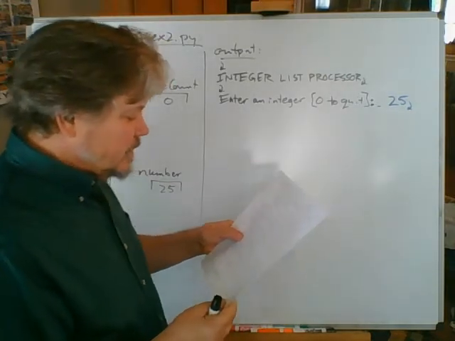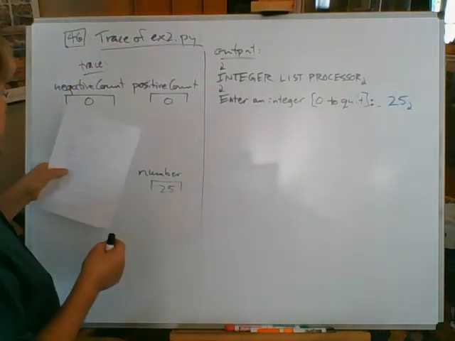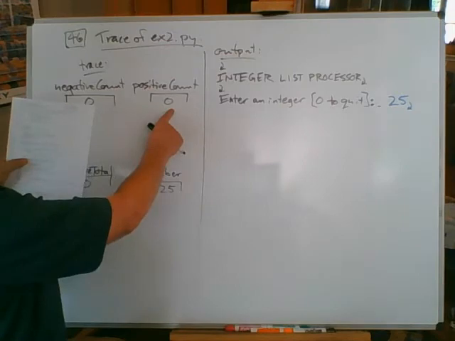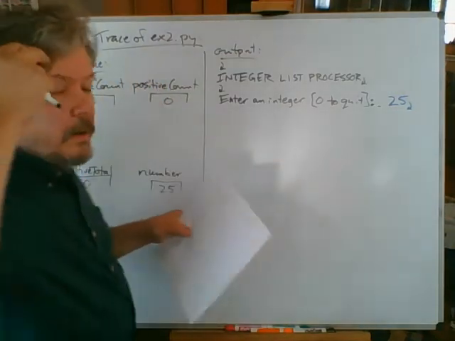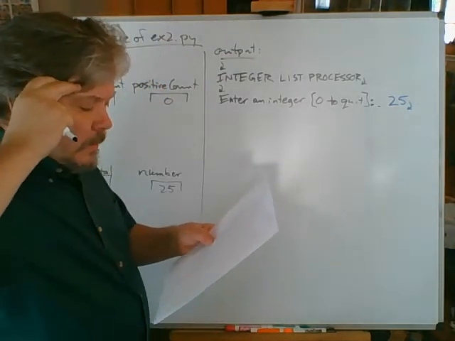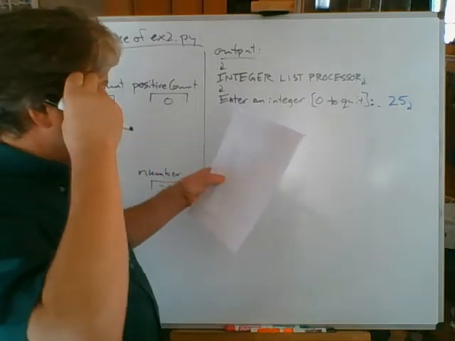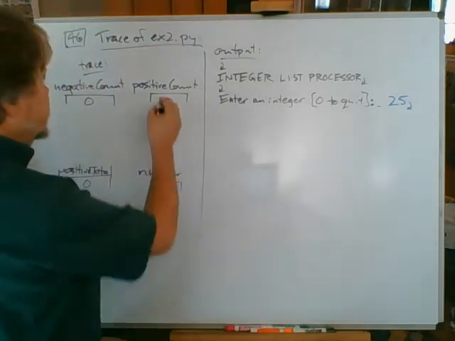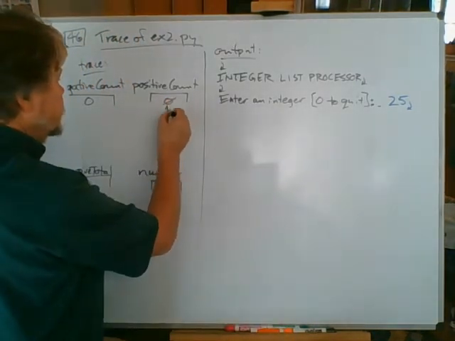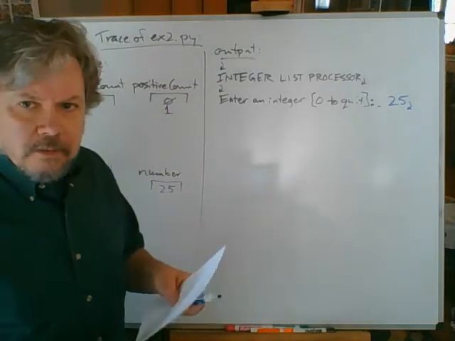Line 38 says, start with positive count on the right-hand side, positive count 0. Add 1 to that, mental note, a mental register up here. The right-hand side is 1. Take the 1 and put that back into variable positive count, also known as incrementing positive count by 1.